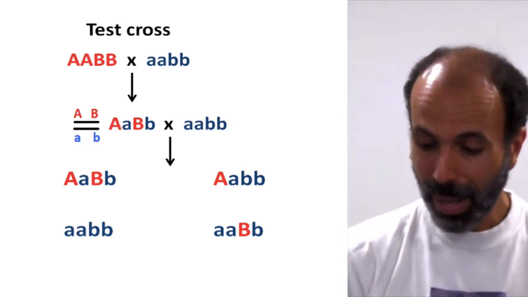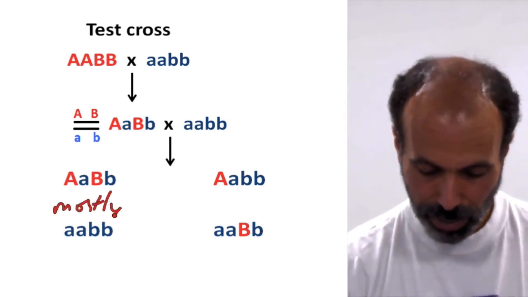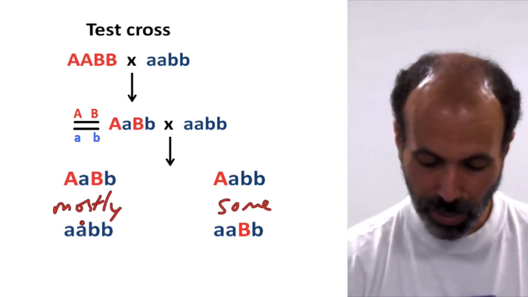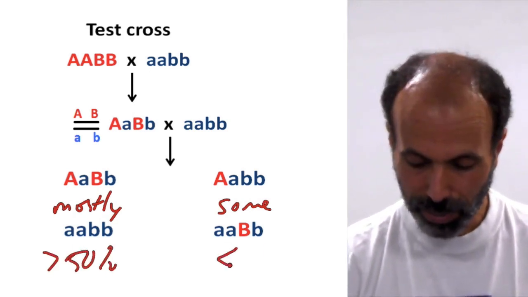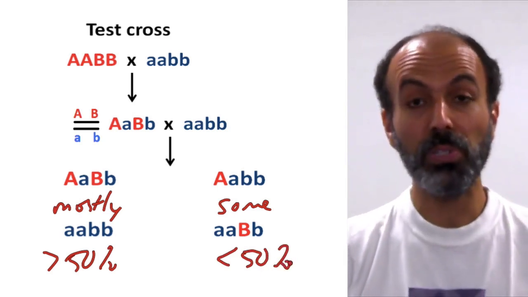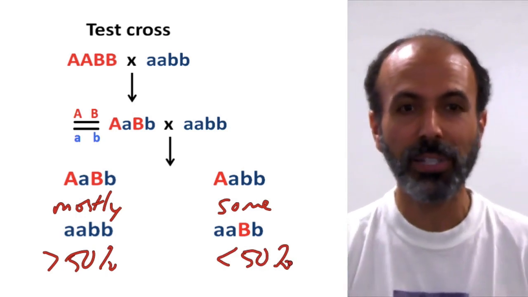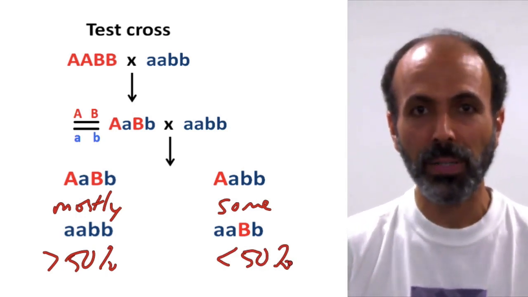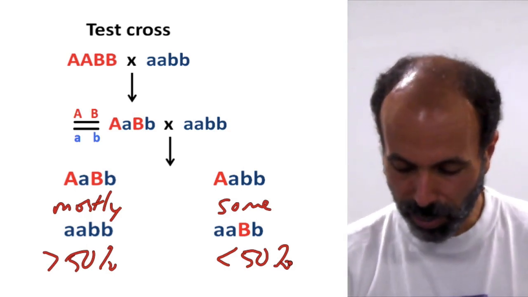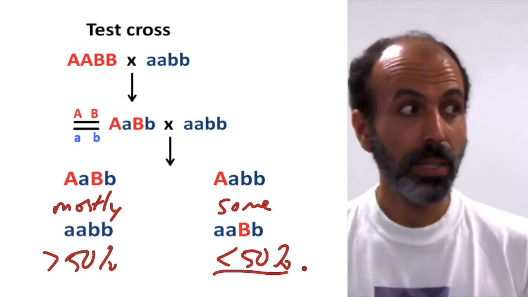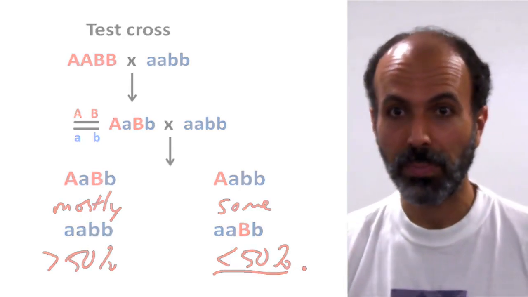Well, what ended up happening in that situation is you get mostly these, but you get some of these. Basically, this would be more than 50%, but less than 100%, and this would be something less than 50%, but more than 0%. What the fraction recombinant tells you is how far apart the A and B genes are. The further they are apart, the more the percent recombination will approach 50%. The closer they are together, the more the percent recombination will approach 0%.